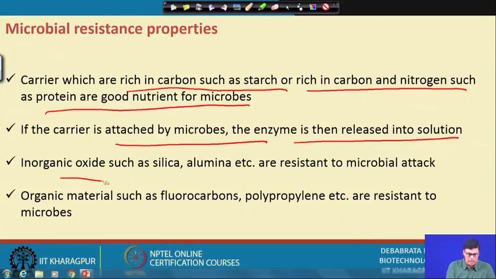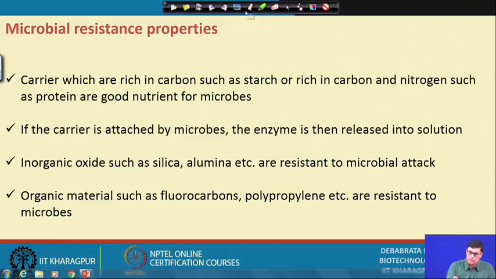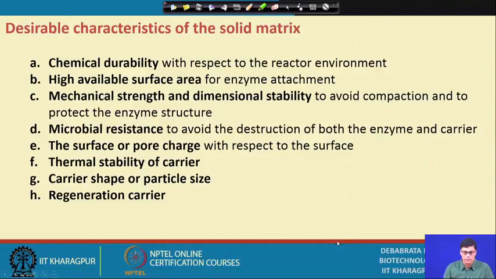Now, inorganic oxides like silica and alumina are resistant to microbial attack. Organic materials such as fluorocarbons, polypropylene, etc. are resistant to microbes. So the microbial resistance property of the solid matrix also plays a very important role when we select what should be the solid matrix we should use.